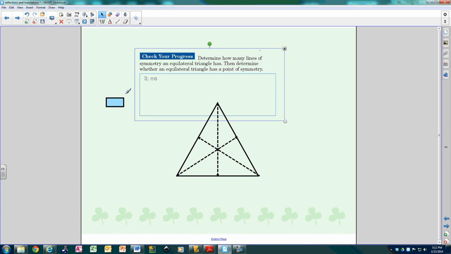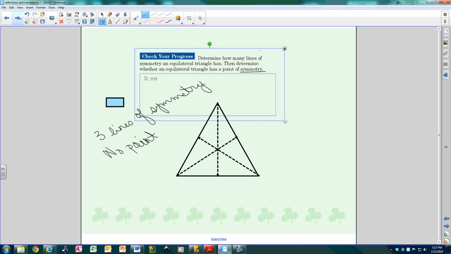So there's 3 lines of symmetry. If you can't read my writing, the words are up here: lines of symmetry. It says determine how many lines of symmetry an equilateral triangle has. 3. And then determine whether the equilateral triangle has a point of symmetry. No point. Okay, so no point of symmetry.